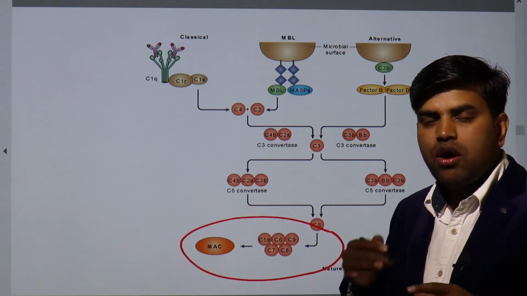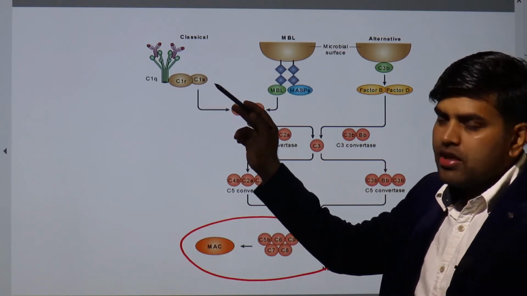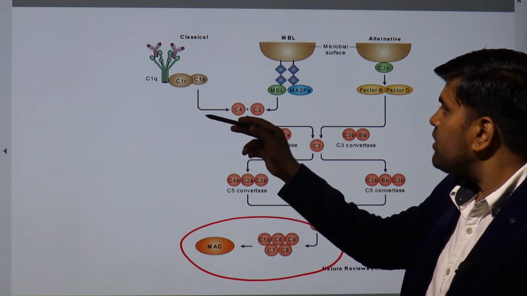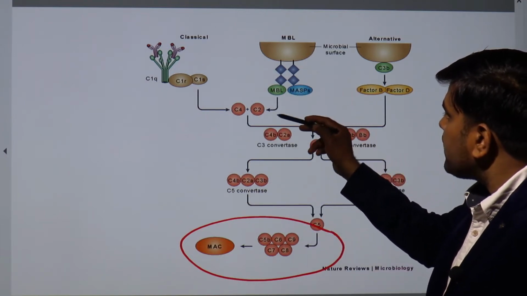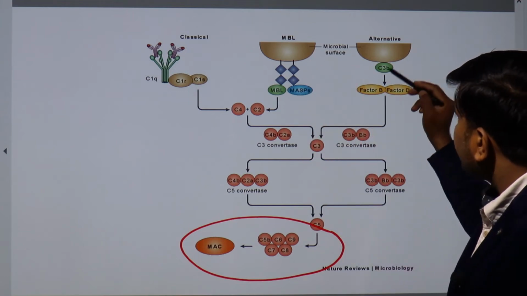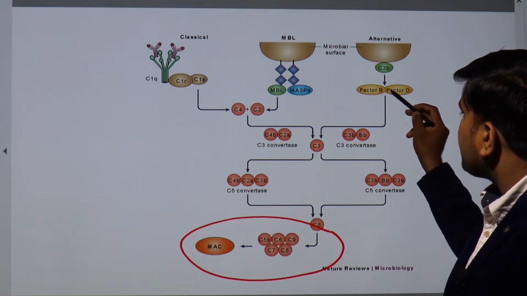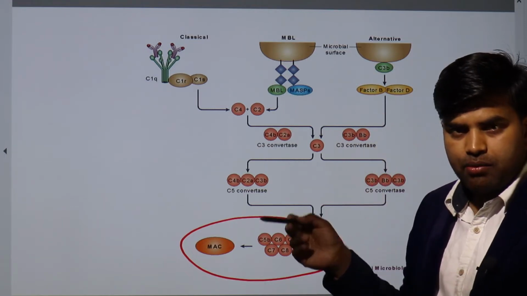They get activated only when there is a certain stimulus. Like when there is an antigen antibody complex, then the C1 protein gets activated. When there is mannose binding, then the lectin gets bound to that, and the MBL pathway gets activated. And in the alternative pathway, C3b with factor B and factor D gets activated.